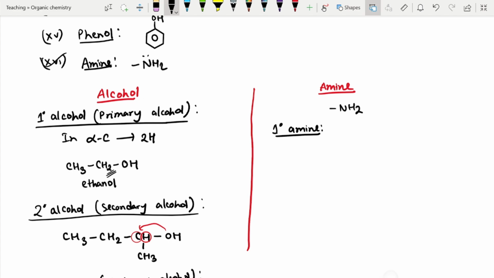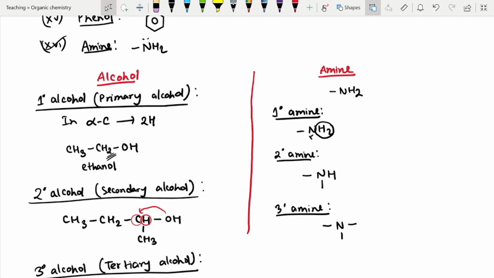So let's talk about 1-degree amine, where we will find two hydrogens present with nitrogen. Okay, there will be two hydrogen with nitrogen. In 2-degree amine, we will find only one hydrogen with the nitrogen, and another hand will be vacant, it will be empty. And in 3-degree amine, there will be no hydrogen with the nitrogen, so the nitrogen is single in this case.